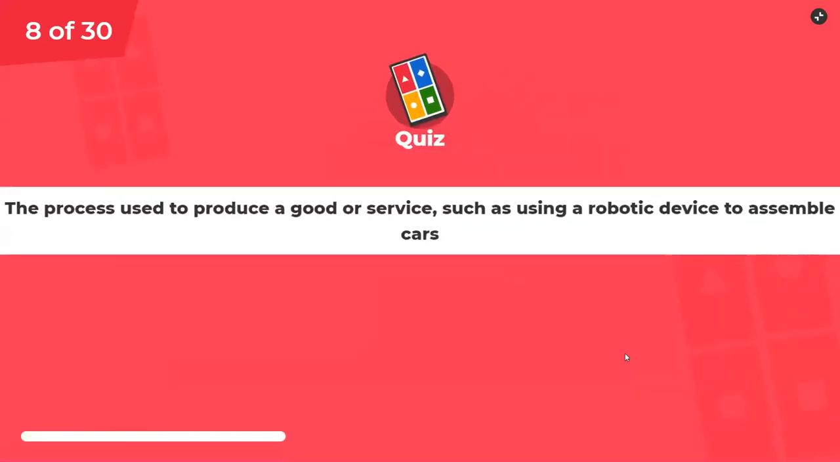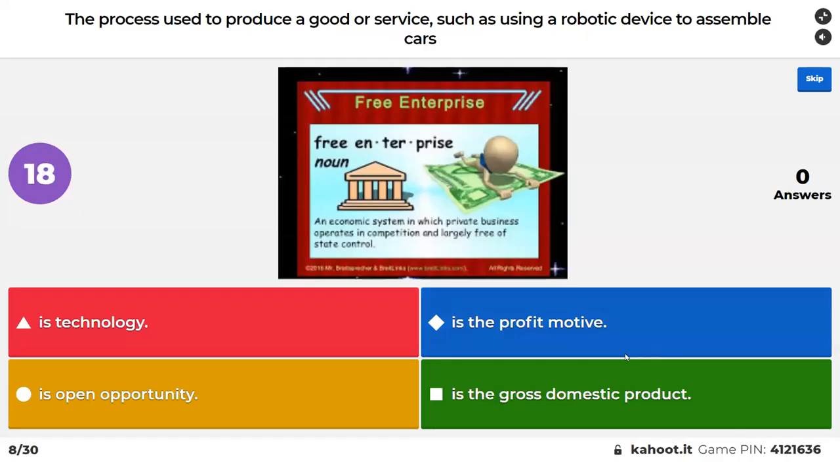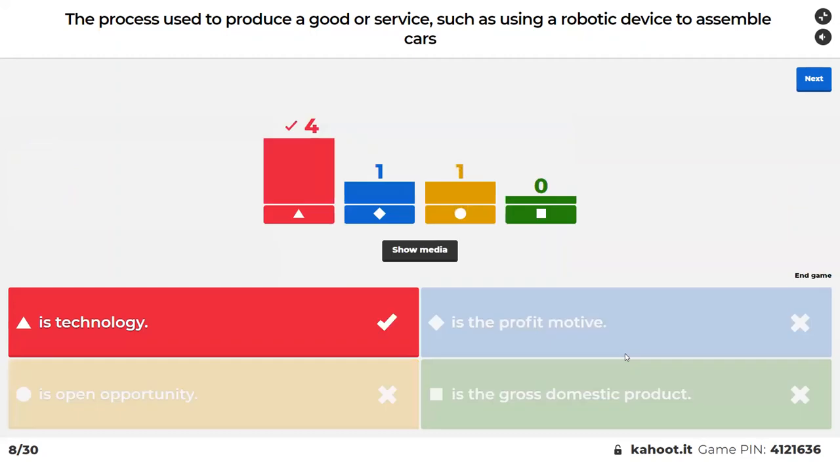All right, the process used to produce a good or service, such as using a robotic device to assemble cars. Technology, right? Only one way to get outside of the frontier in a production possibilities curve, and that is an increase in population, increase in resources, or an increase in technology.